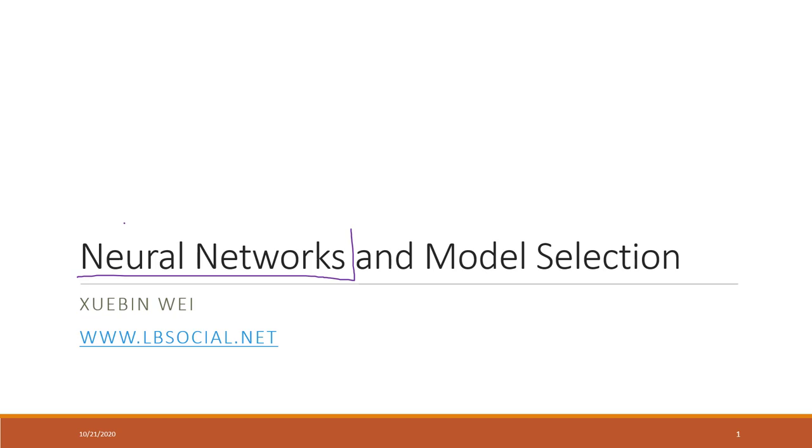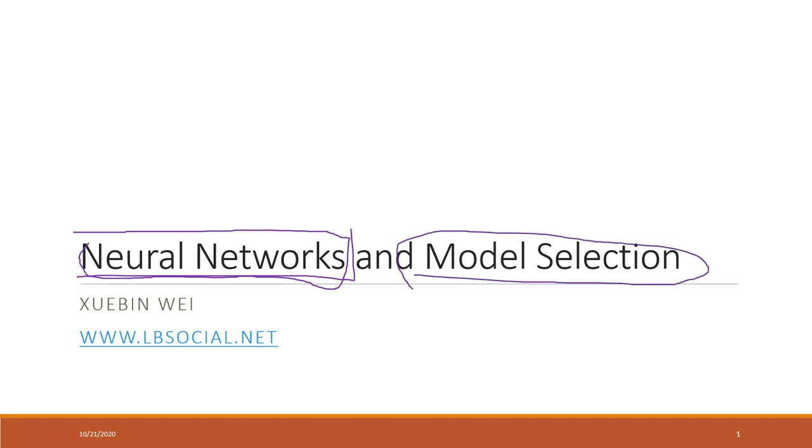Neural network is a very complicated model, so we're going to touch the surface of it. We will just introduce probably the simplest type of neural network, and we will also talk about model selection. Now that we have introduced the most common supervised machine learning models, how can you select the models for your project? If you have a data set and you train it with different types of models, which one will be the best for you?